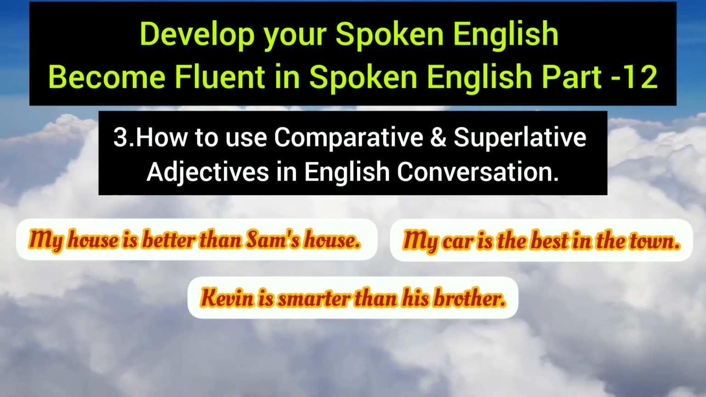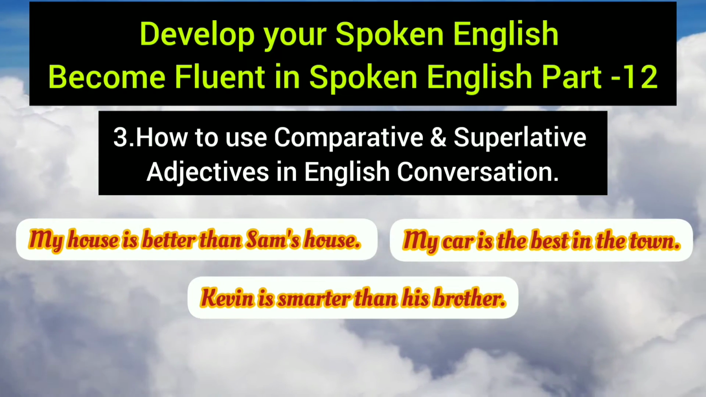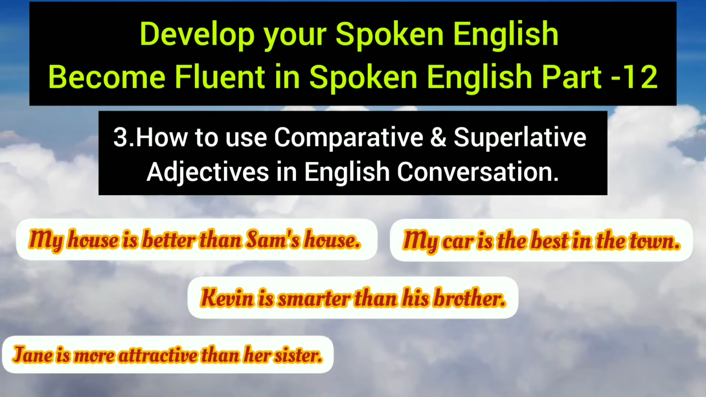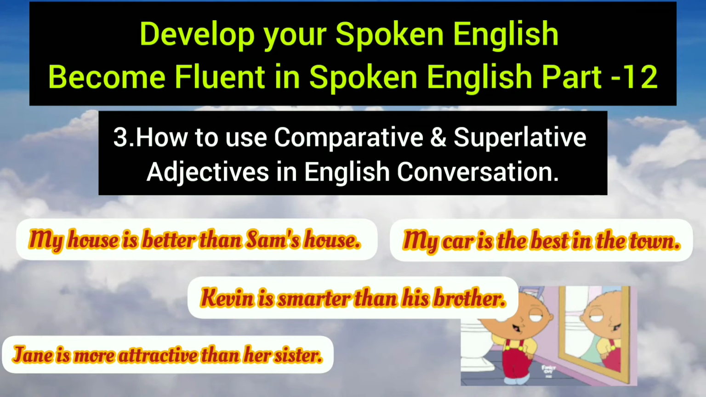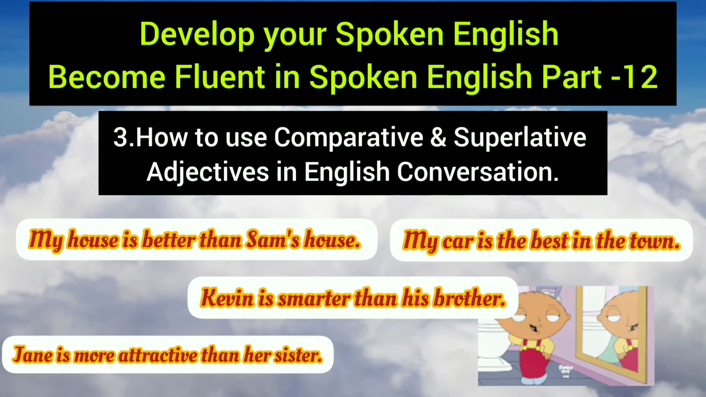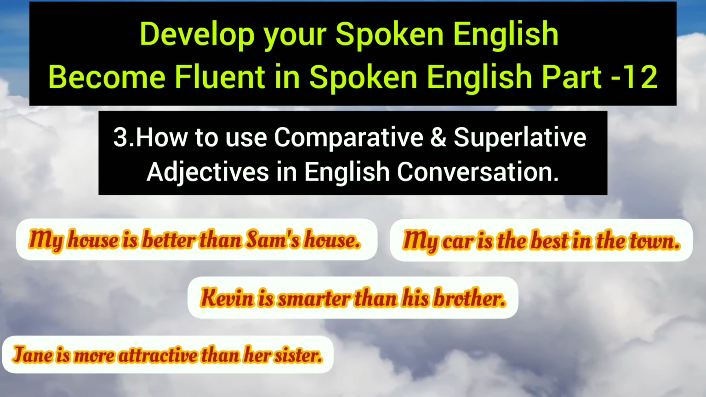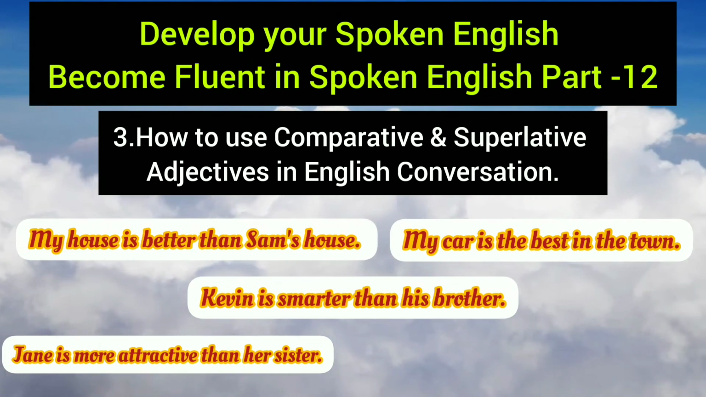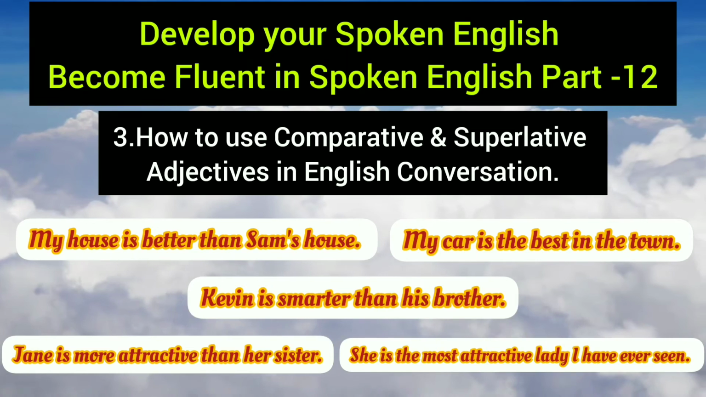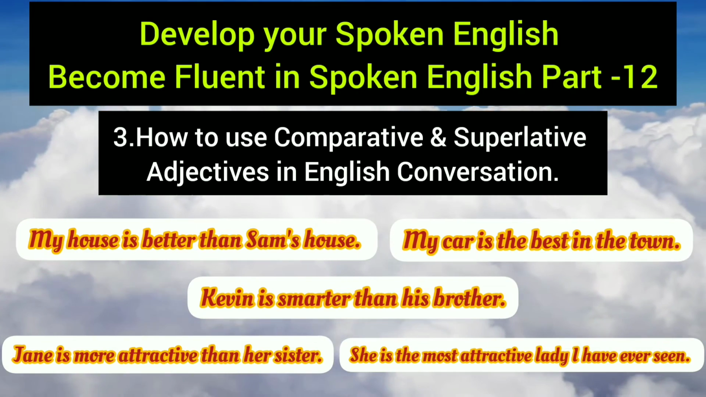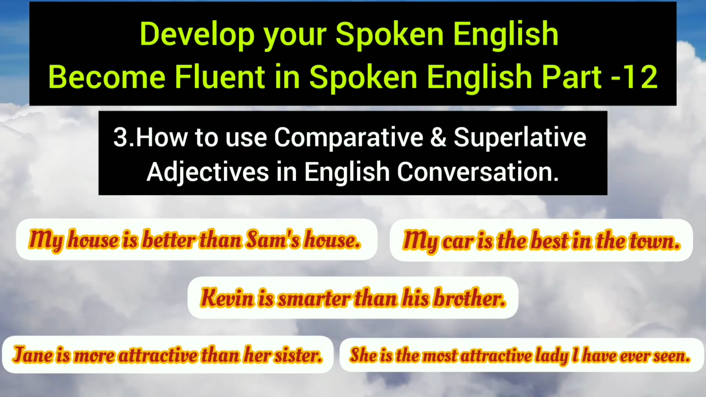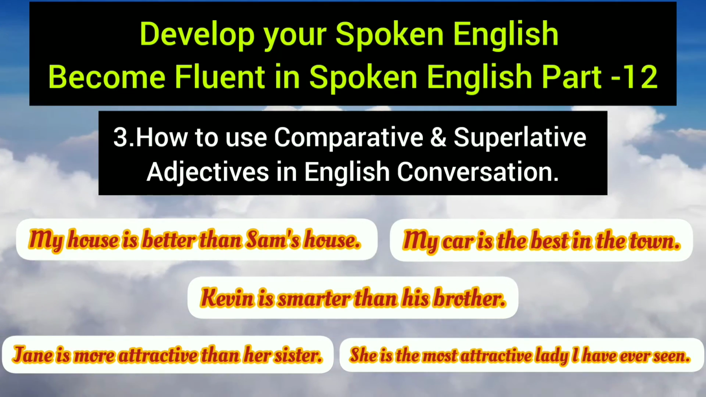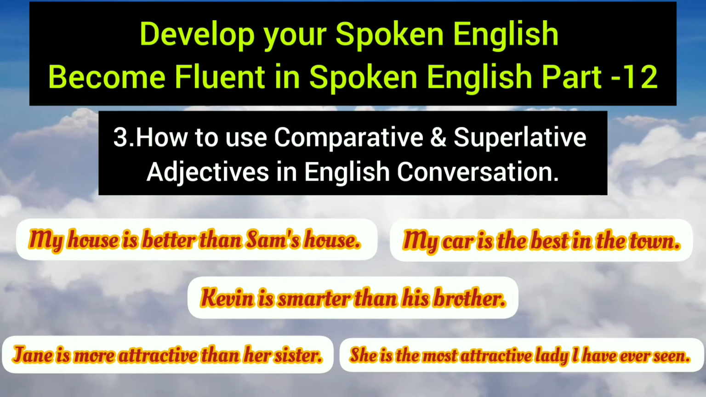Okay. And let's see this next example. Jane is more attractive than her sister. So again, in case of a two-syllable adjective, we add more before it. Jane is more attractive than her sister. I'm comparing Jane with her sister. So we can see one more sentence, she is the most attractive lady I have ever seen. So here I'm using superlative, and to form superlative, I'm adding most: most attractive lady I have ever seen. So like this way, we can use comparative and superlative.